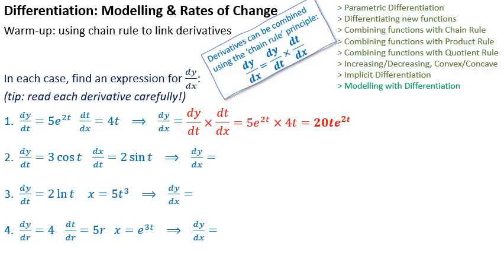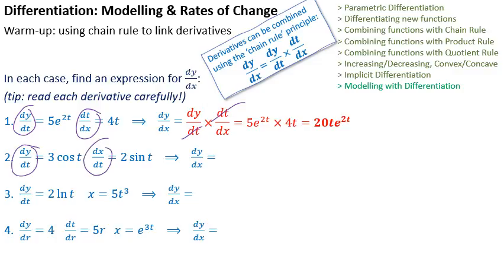So for this first one, all we need to do is take the two terms we've been given and multiply them together. We've got dy by dt and we've got dt by dx. So if we were to multiply dy by dt and dt by dx directly, then the t's cancel from the top of one, the bottom of the other one, and that gives us exactly what we're looking for, which is dy by dx.